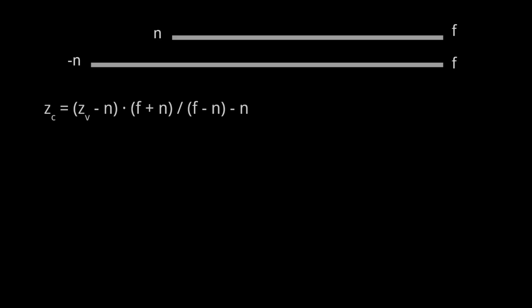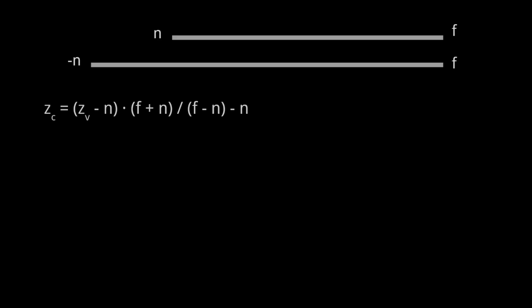which we want to then apply to the full new length that runs from negative n to f, whose distance is equivalent to f plus n. The last step is to subtract n, because before we subtract n, we have a value which is in the range from 0 to f plus n, not negative n to f.